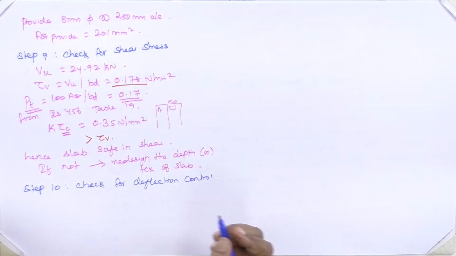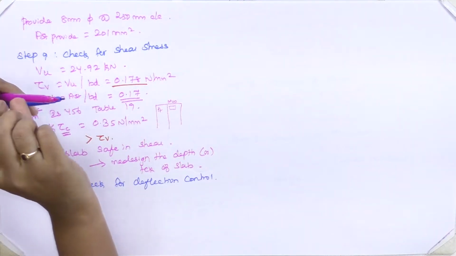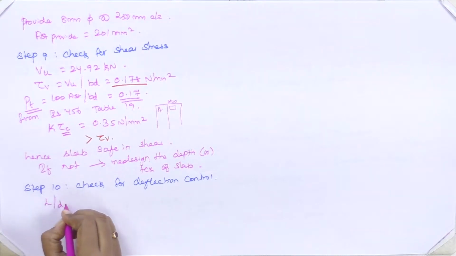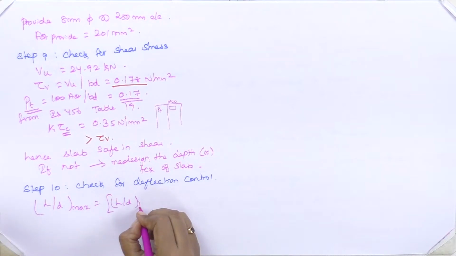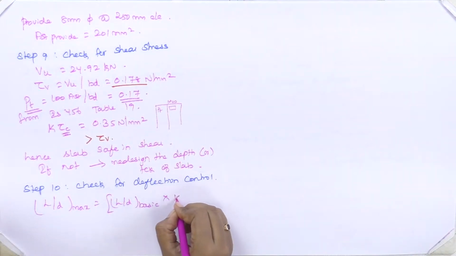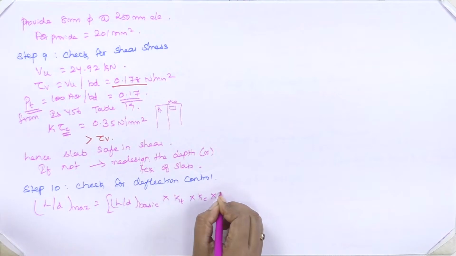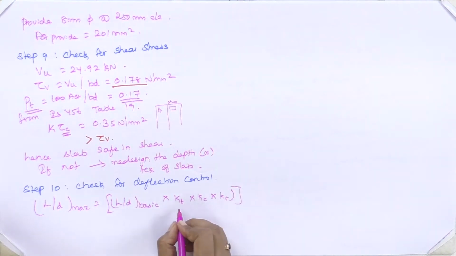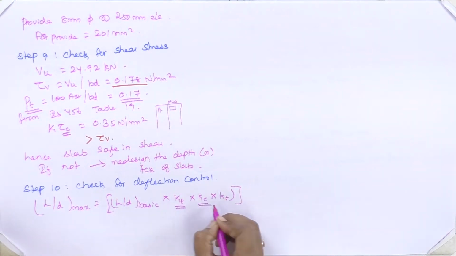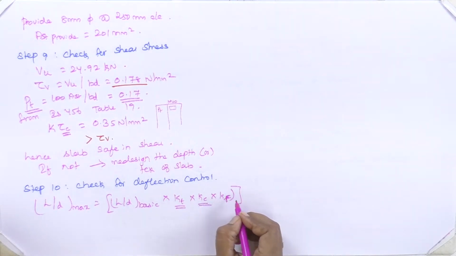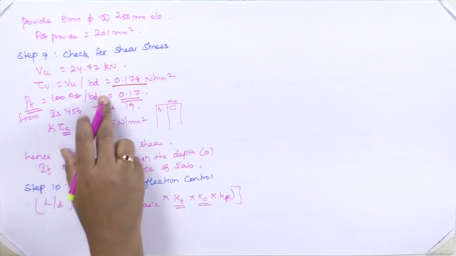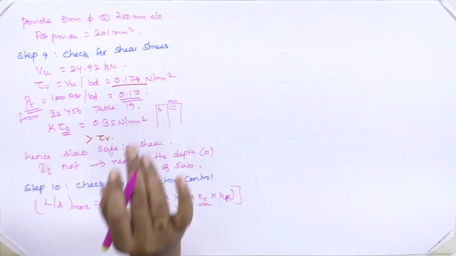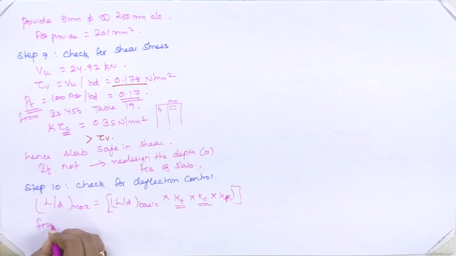Check for deflection control. The formula for it is L by D maximum is equal to L by D basic into KT, KC, KF. This is the factor for tension reinforcement, compression reinforcement, and this is the factor for flange width of my beams. So this is my L by D basic. Again, for the same percentage of PT, the value is taken from the graph.